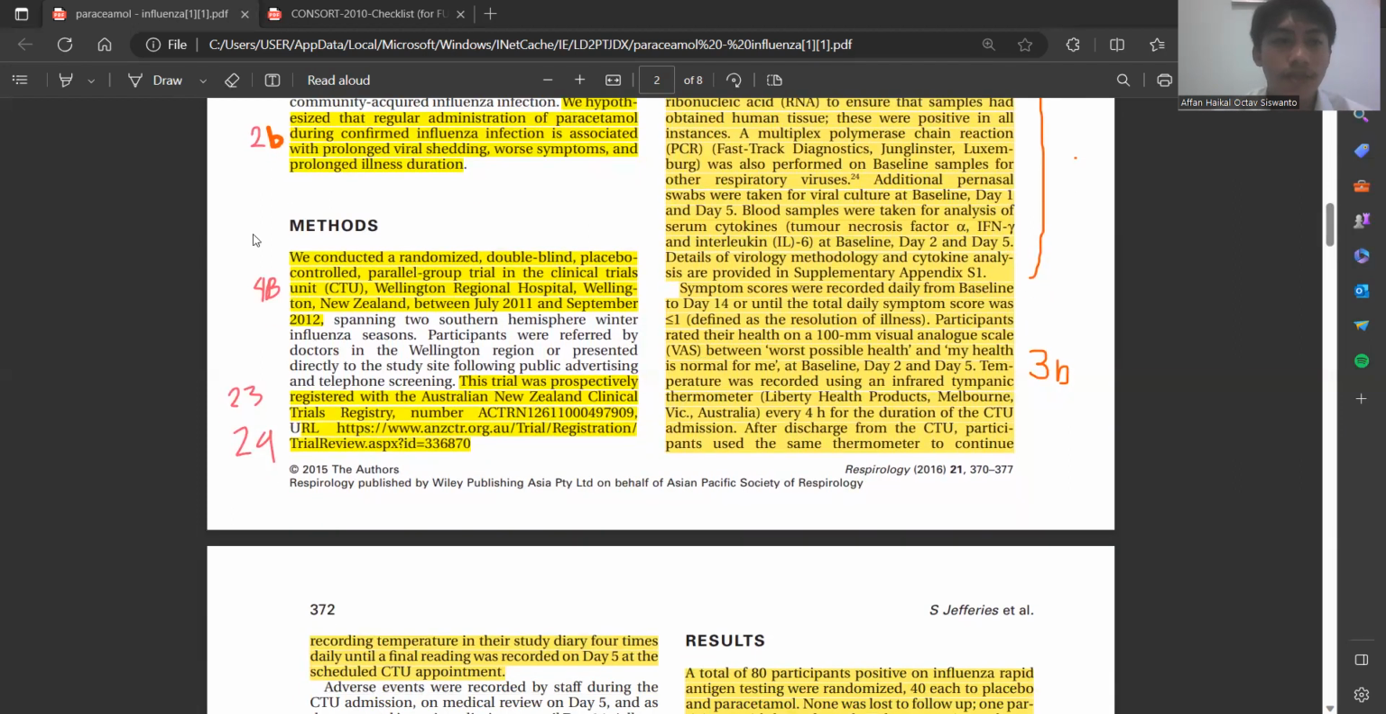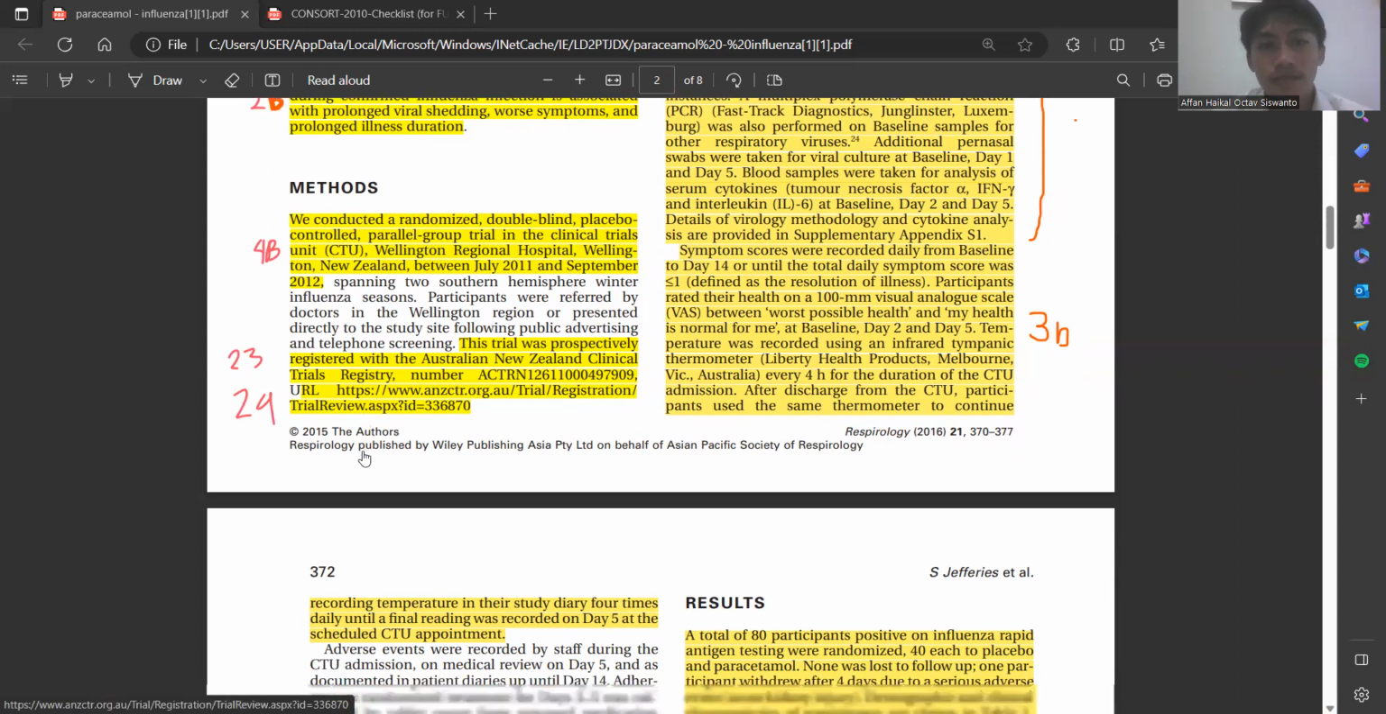And the next item here is item 4b. Item 4b is settings and locations where the data were collected. It's mentioned here, we conducted a randomized double-blind placebo-controlled parallel group trial in the clinical trials unit, Wellington Regional Hospital, Wellington, New Zealand, between July 2011 and September 2012.